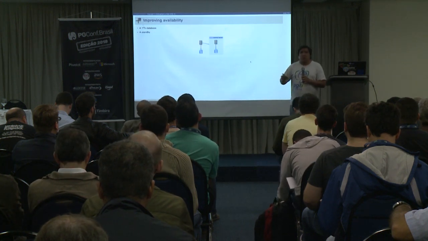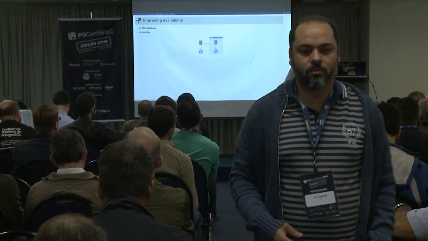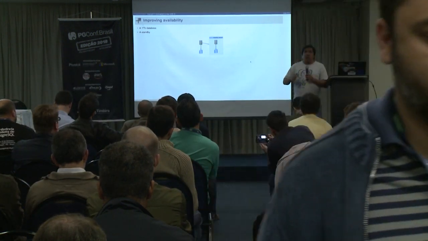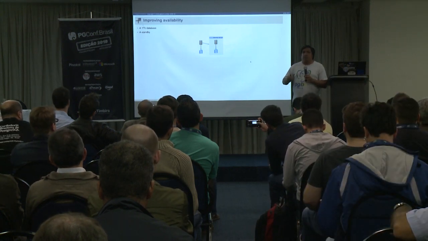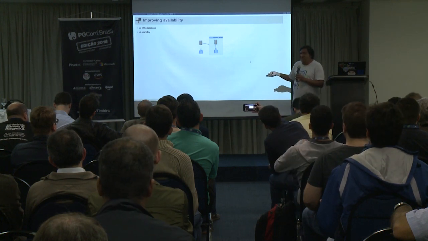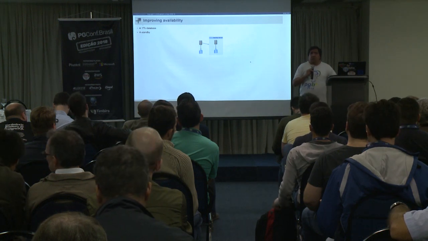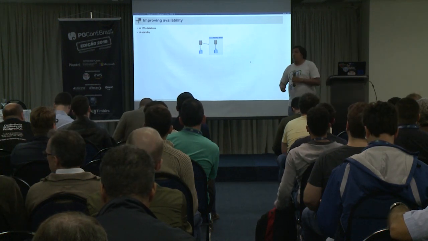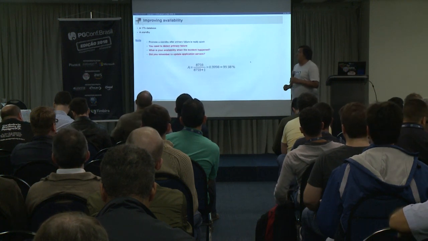How? Well, Postgres, as you know, allows you to have standbys. So a replica is an excellent way to have a backup. It's a server that is ready to start working in case the primary fails.